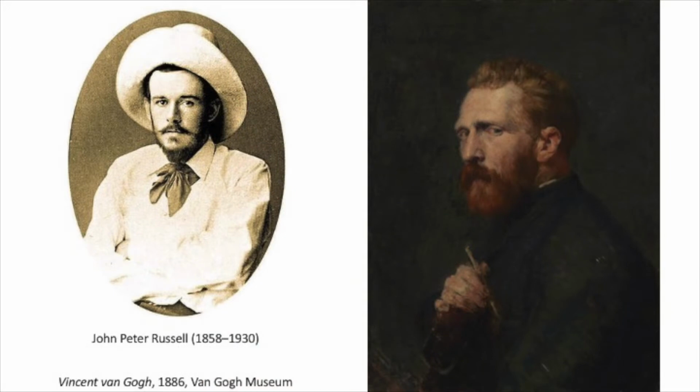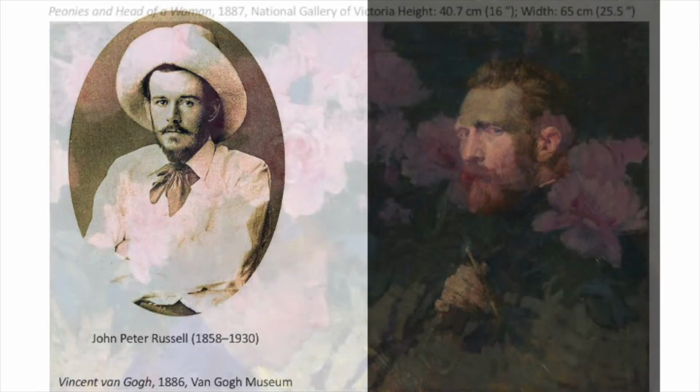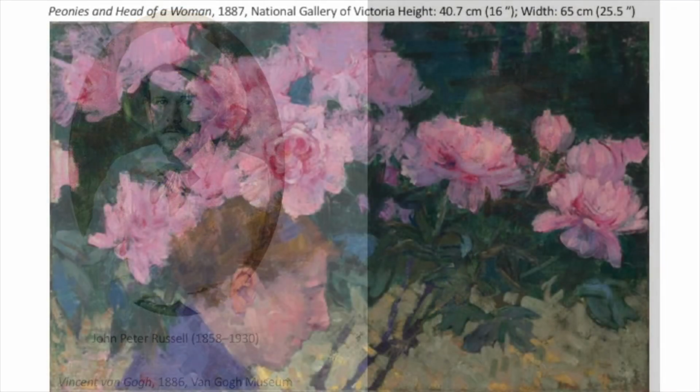The other important figure that we have is John Russell, who is actually an Australian artist who was living in England at the time. He's important for many reasons, but he was friends with Vincent van Gogh and actually introduced Matisse to a lot of Van Gogh's work and also some of the post-impressionist art style.